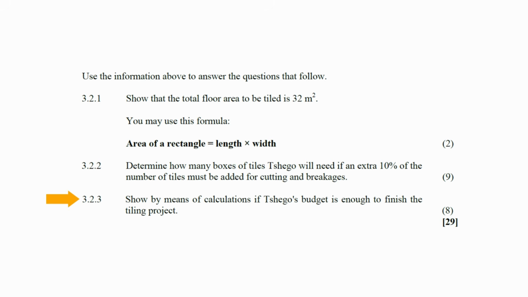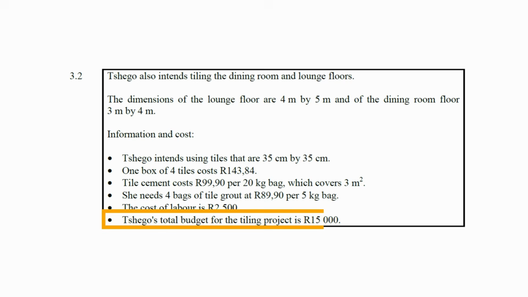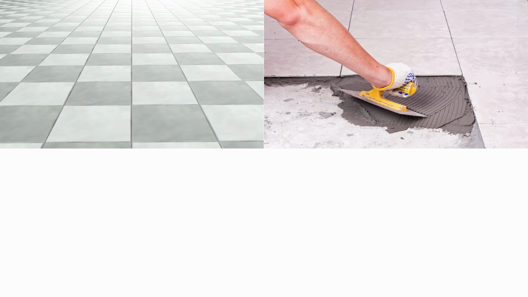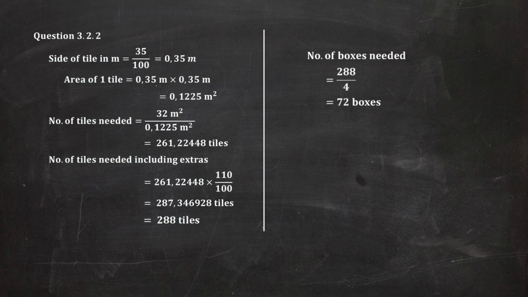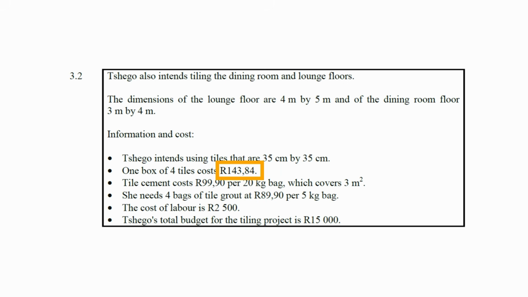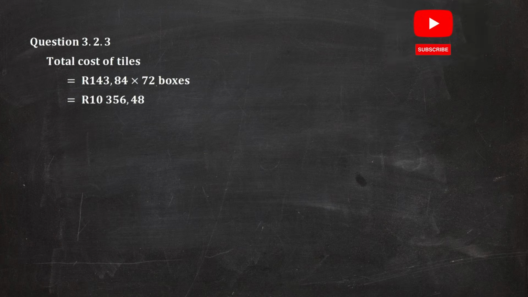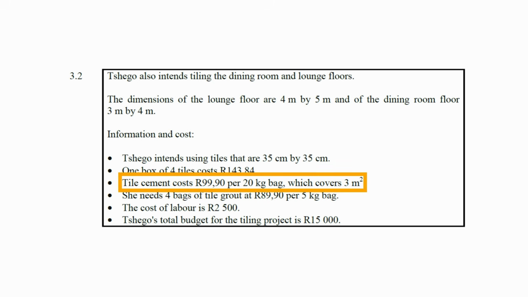In question 3.2.3, you are instructed to show by means of calculation whether the budget is enough to finish the tiling project. Now the total budget of 15,000 Rand must cover the whole project, including tiles, cement, grout and labor. Now the cost of the tiles will be 72 boxes multiplied by 143 Rand 84 cents per box, and this equals 10,356 Rand 48 cents.